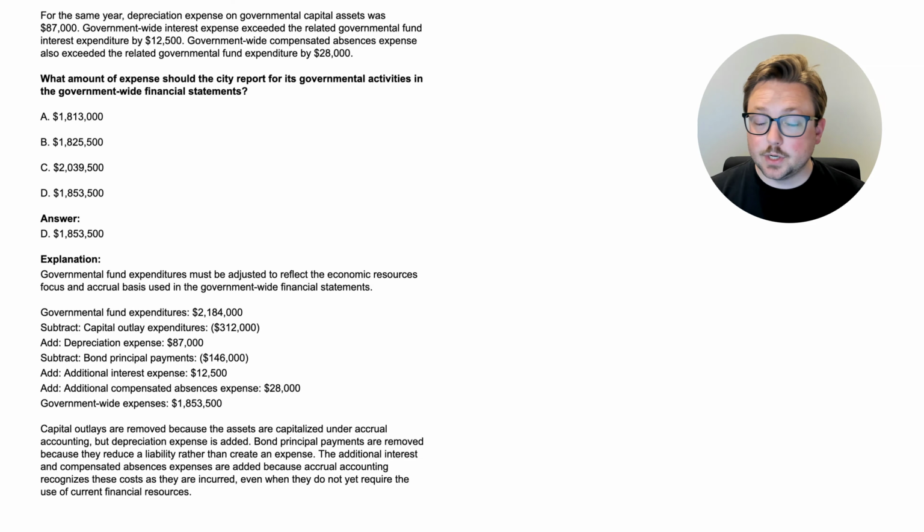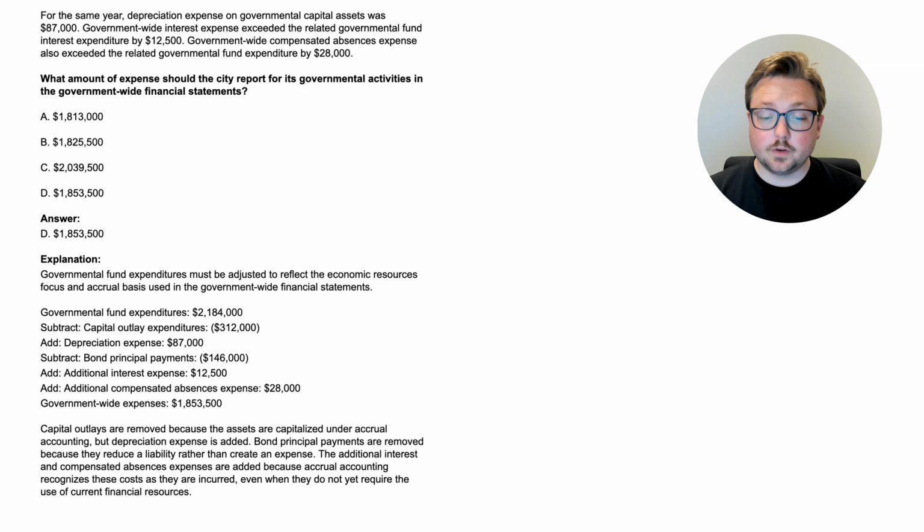We add the depreciation expense because it wasn't there under the normal expenditures. We subtract the bond principal payments. We add additional interest expense because that was the amount that was greater. And we add the additional compensated absences expense, which again, that amount was greater than the expenditure that was in the governmental fund expenditures. So it ends up being the government-wide expenses of $1,853,500. So let's kind of walk through that.